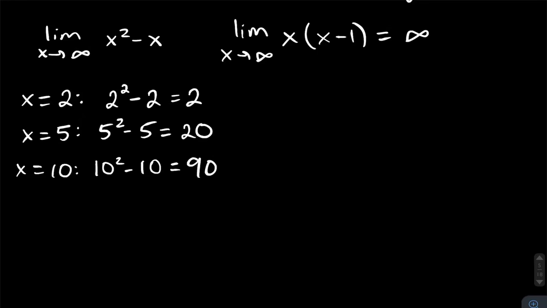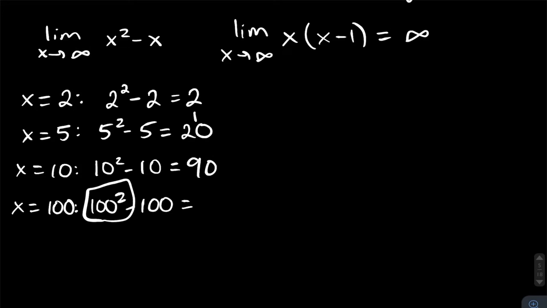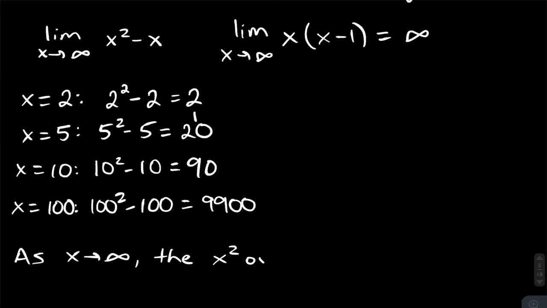And watch what's happening to these numbers. They're getting bigger and bigger, and they're going off to that infinity that we would think they would. Let's even try another one. Let's try x equals 100. Well, we have 100 squared minus 100. You would just double the zeros here, so you'd get 10,000. And you subtract 100 to get 9,900. So these numbers are getting bigger and bigger. But I want you to understand why that's happening. It's happening because as x approaches infinity, the x squared overpowers the x.